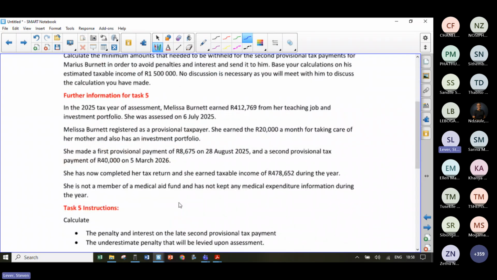So further information for task 5. It says in the 2025 year of assessment, Melissa Burnett earned 412,769 from a teaching job and her investment portfolio. She was assessed on 6 July 2025. Melissa Burnett registered as a provisional taxpayer. She earned 20,000 a month for taking care of her mother. She made a first provisional tax payment of 8675 and a second provisional tax payment of 40,000 on 5 March 2026.